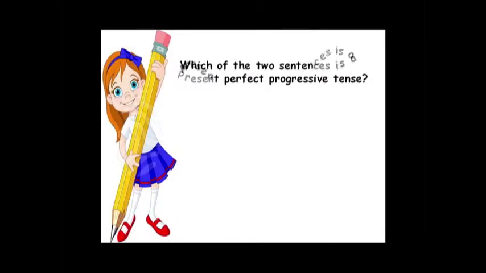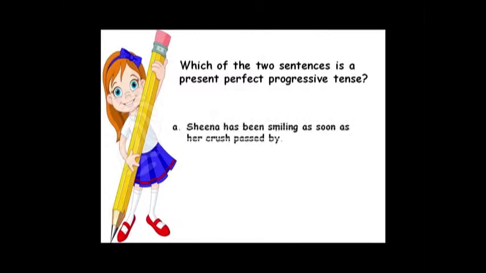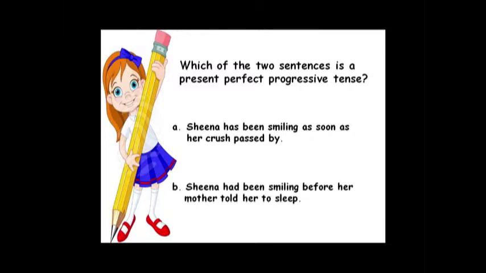Which of the two sentences is a present perfect progressive tense? A. Sheena has been smiling as soon as her crush passed by. Or B. Sheena had been smiling before her mother told her to sleep. Which one? Are you sure? Why?